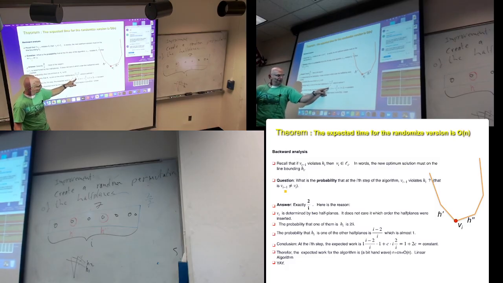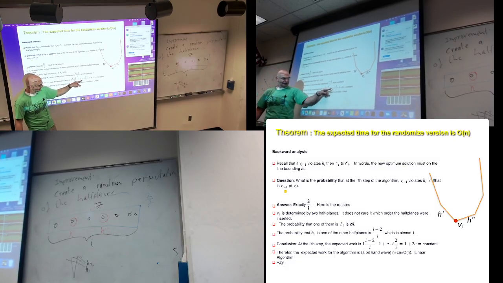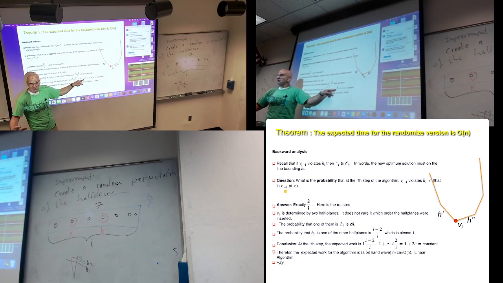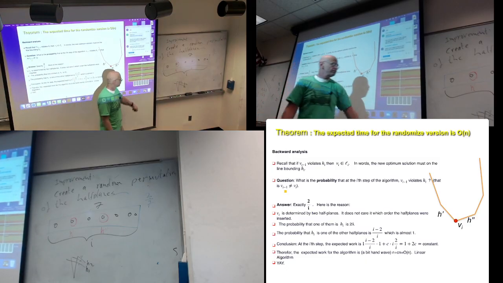I cannot avoid it. But now, what is the chance that I need to spend c times i? C times i I'm spending if I'm calling the 1D linear programming, and that happens only if v_(i-1) and v_i are different, when the new half plane violates the previous one. So I'm spending linear work in i, but only in 2 over i of the cases, if it's random. And notice the randomness is only on the order. I don't mess up with the input. The input is as vicious as you designed for me.